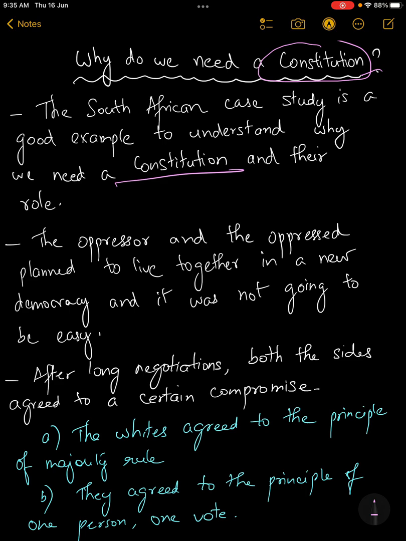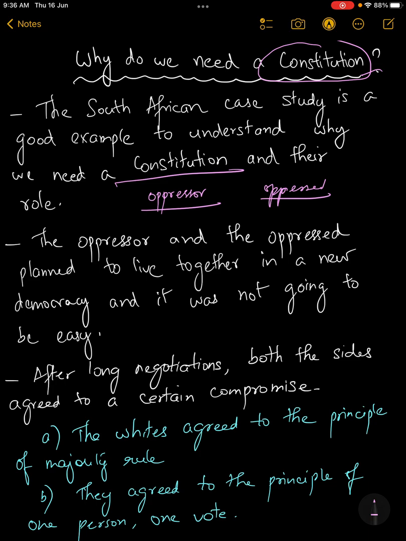Right? So if you remember, in the last tutorial we had discussed that both the oppressor, which is the white government, and the oppressed, which are the blacks, sat together in the same room, at the same table, held debates, discussions and deliberations in order to reach a conclusion and to draft this document called the Constitution. And I'm sure you realize that this is not going to be a very easy task to do.